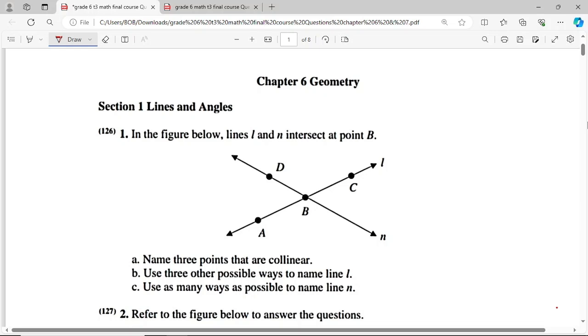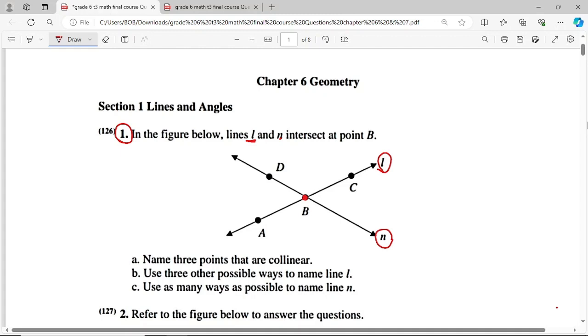Now we'll start solving questions for the final course for grade 6. So we'll start with question number 1. In the figure below, lines L and N intersect at point P. This is point P for intersection.